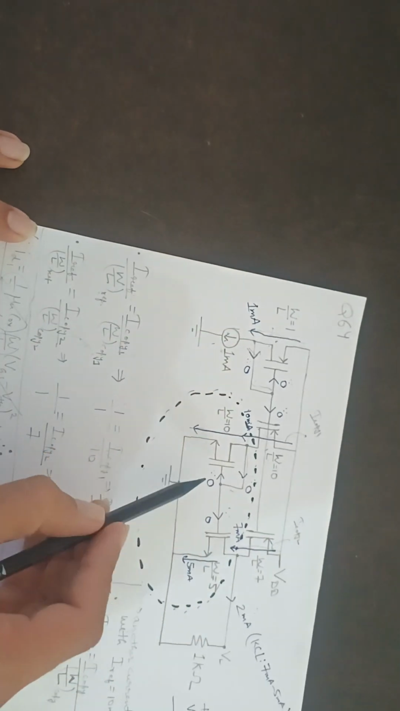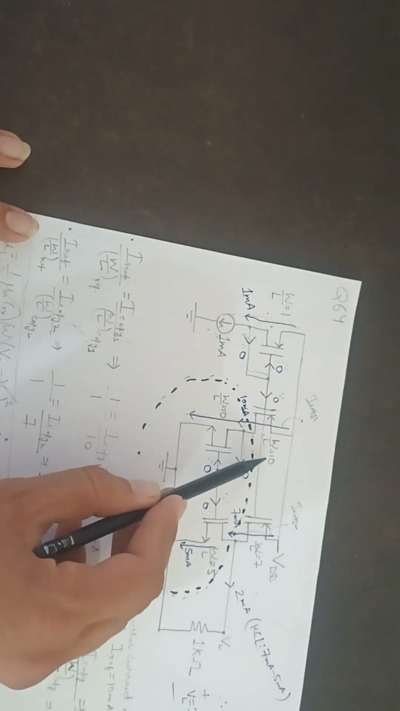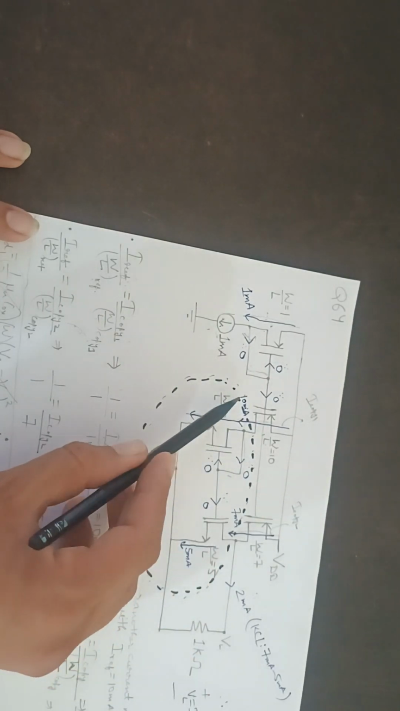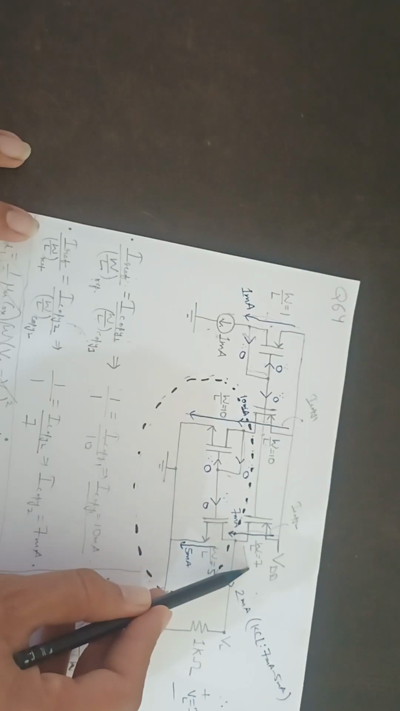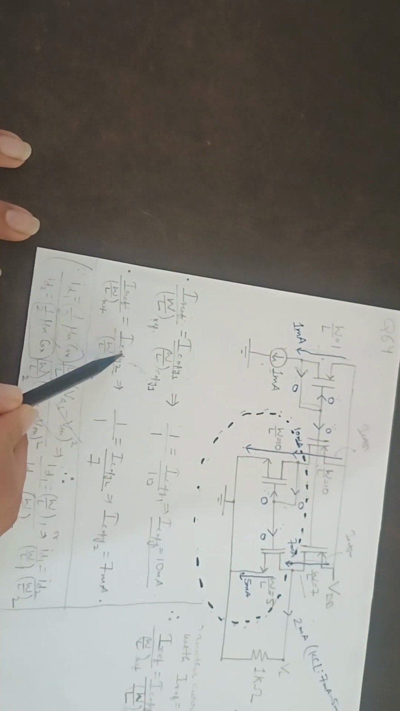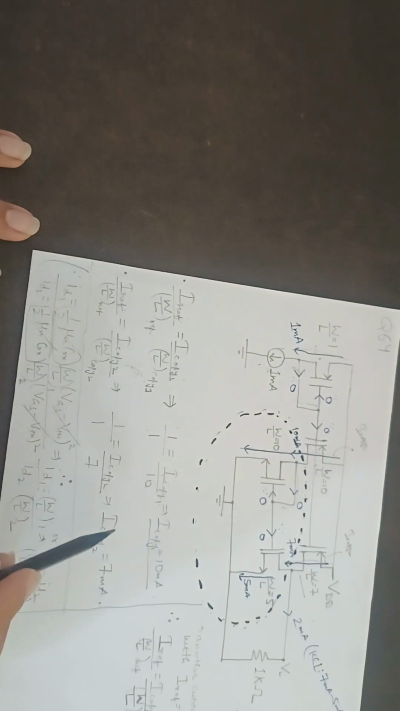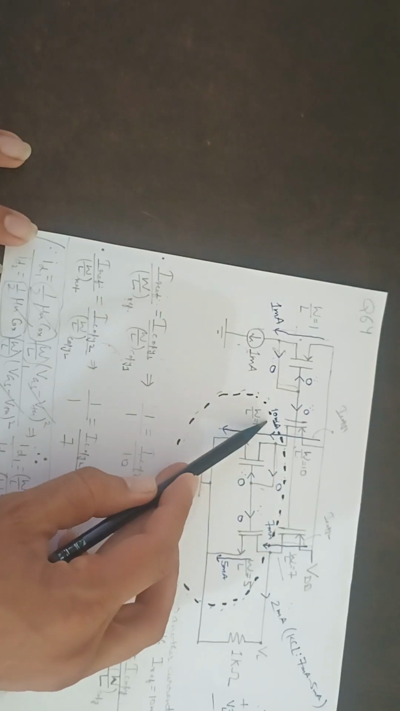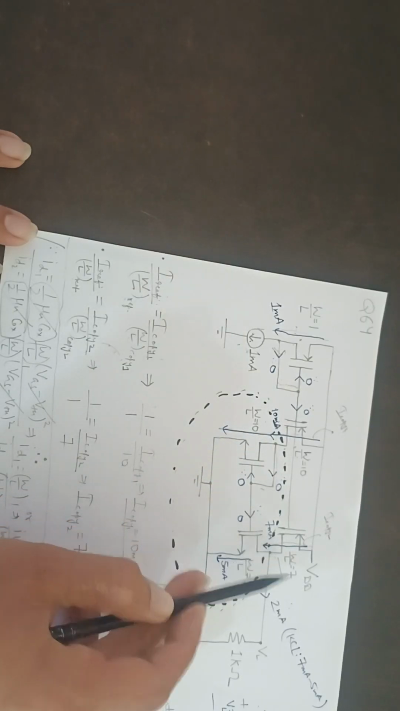Now we know I copy 1 is 10 milliampere, I copy 2 is 7 milliampere. Based on the same logic, I ref upon W by L of ref is equal to I copy 2 by W by L of copy 2, so I copy 2 is 7 milliampere. So this is 10 milliampere, this is 7 milliampere.